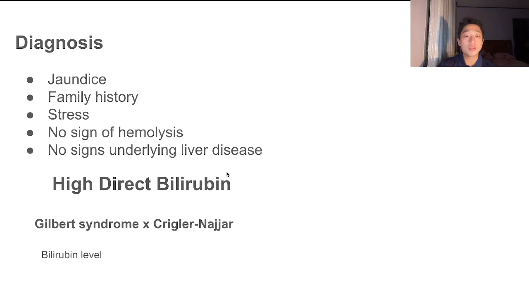Let's talk about these syndromes. When we have a high indirect bilirubin, we will have Gilbert syndrome and Crigler-Najjar syndrome. To differentiate these two conditions, we need to look at the bilirubin level. We will have the highest bilirubin level in Crigler-Najjar syndrome, and a more mild elevation in Gilbert syndrome.